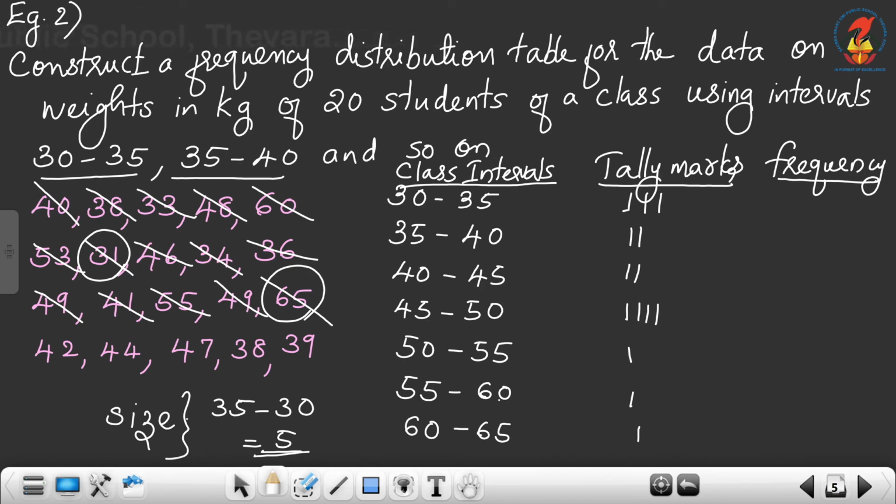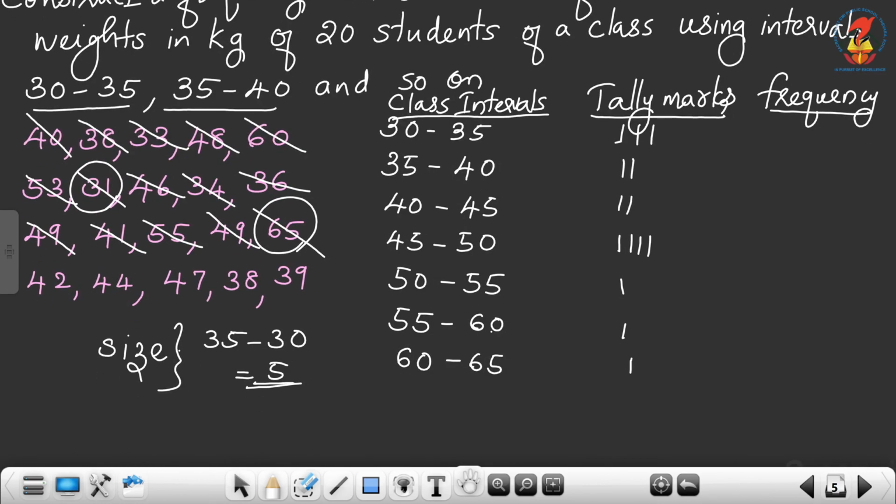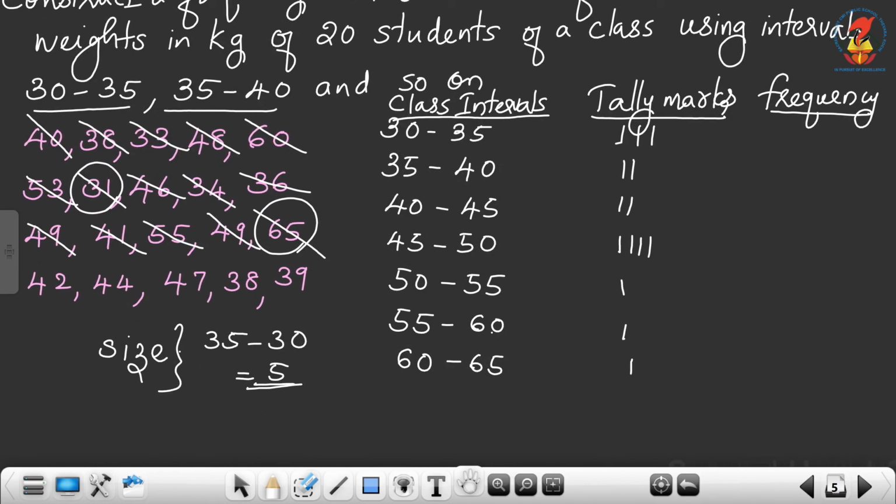If you want to mark 65, now look at that. If you consider this group, we cannot include 65 in that group. Here we have to consider all the observations below 65. So we have to make one more group. The next group is 65 to 70. Then only we can include the observation 65. So we have one more group, 65 to 70.